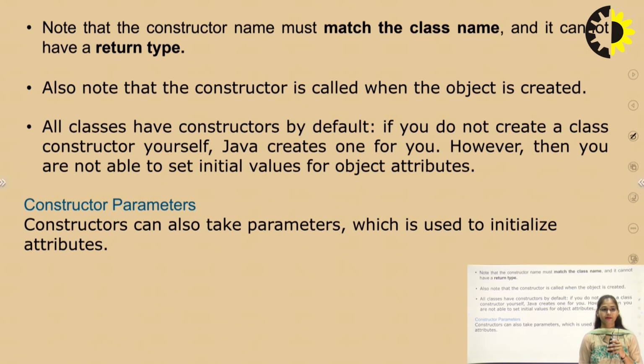The constructor may take parameters, and values can be assigned through them. The constructor may also have no arguments, or it may consist of parameters as well.